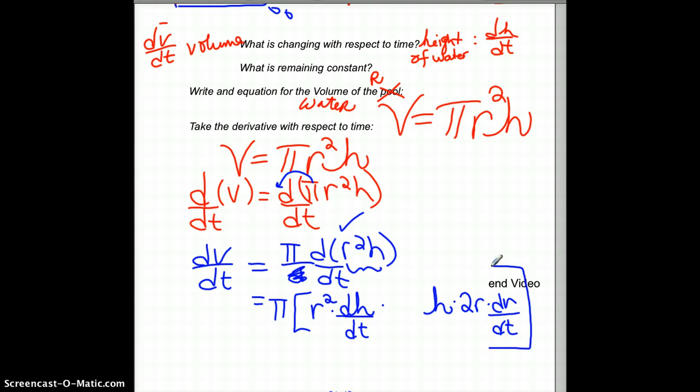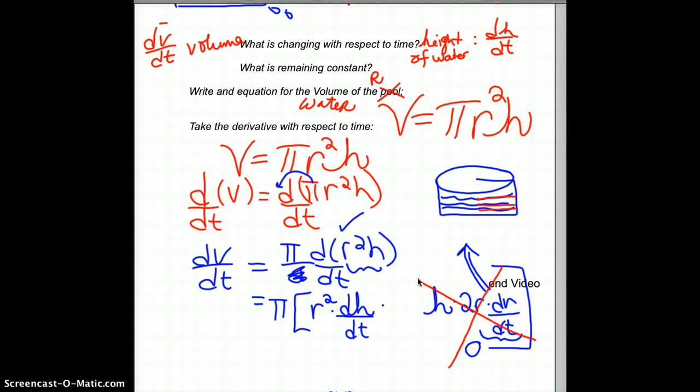Now, what's interesting here is that because the radius is constant for the cylinder, dr dt is 0. And that's what I want you to remember for our little test tomorrow, that when I'm working with the cylinder, the one that's not changing is this radius. As the pool goes down and down and down, the radius of the pool does not change. So it's a unique situation where we get dr dt is equal to 0. So this whole thing goes. And what I end up with is pi r squared dh dt.